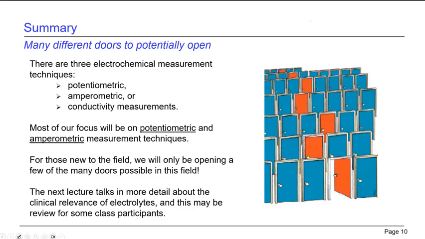In essence, this module has many different doors to potentially open, and of course we could dive into many different topics, but for the current work, we're just going to look at three electrochemical measurement techniques: the potentiometric, amperometric, and conductivity measurements. But again, to be clear, most of our focus will be on the potentiometric and amperometric measurement techniques. For those new to the field, we'll only be opening a few of the many doors possible, and the next lecture talks in more detail about the clinical relevance of electrolytes, and this may be review for many class participants.